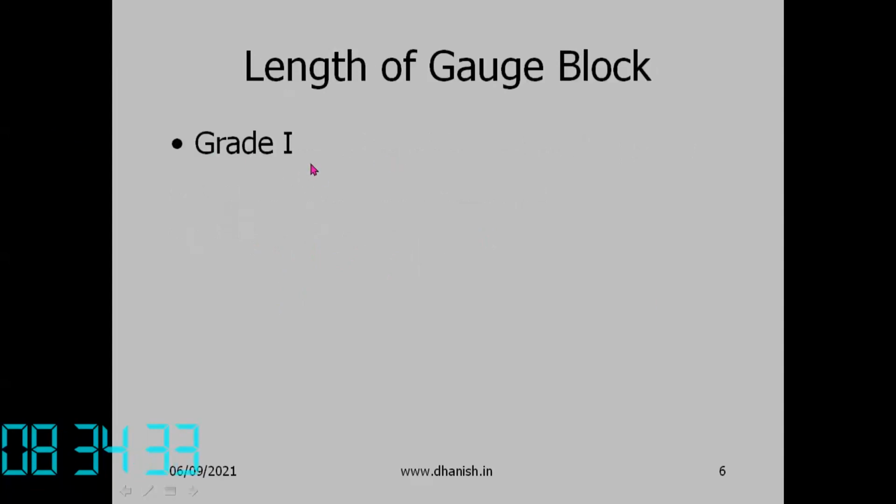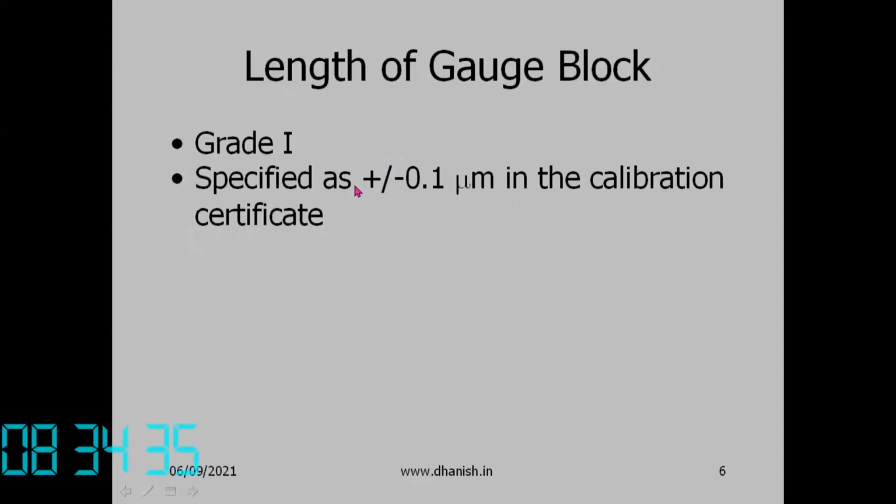A grade 1 gauge block is used, as mentioned. Its uncertainty is specified as plus or minus 0.1 micron in the calibration certificate. So what is this? Is it a combined standard uncertainty, expanded uncertainty or coverage interval? Nothing is mentioned, so if nothing is mentioned, we generally choose this as the expanded uncertainty.